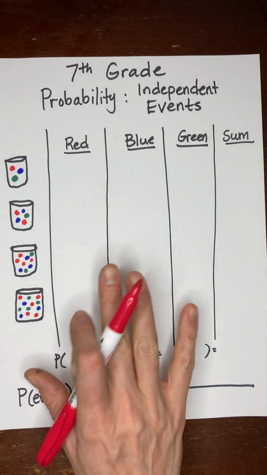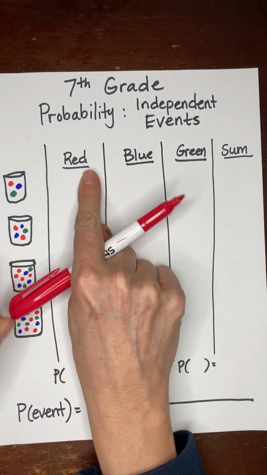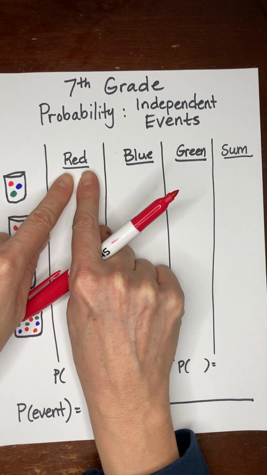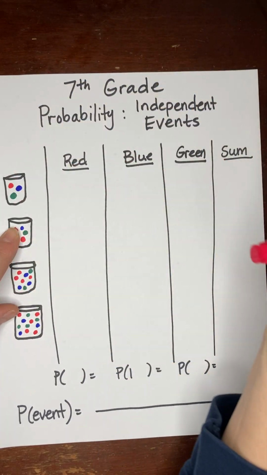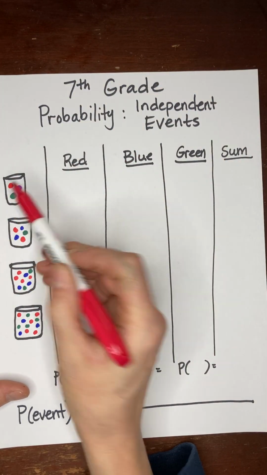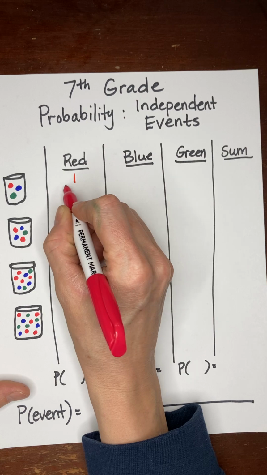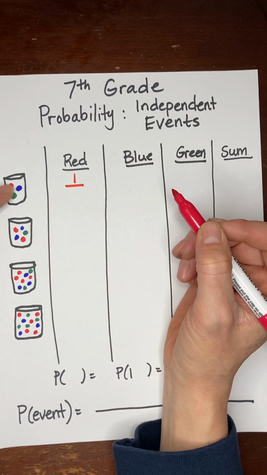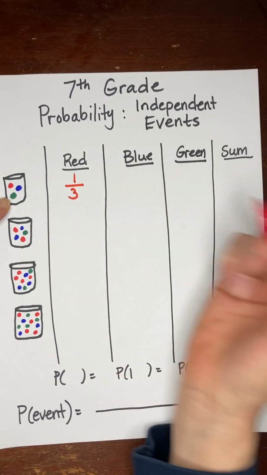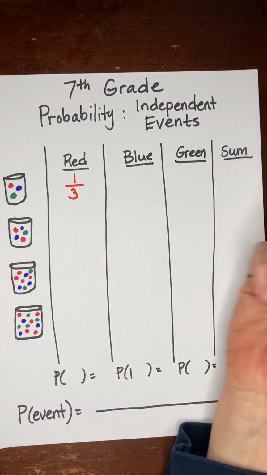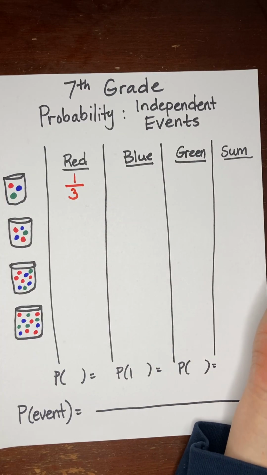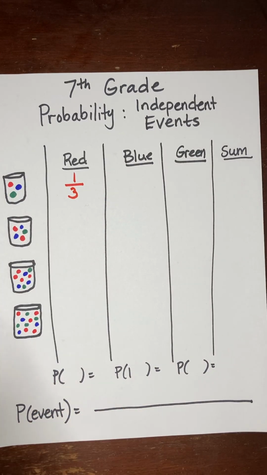Okay, so let's take the first one. What is the probability that we're going to get a red marble? If we reach our hand in and grab any marble at random, well, I've only got one out of, well, how many marbles do I have? 1, 2, 3. So I have a 1 in 3 chance of grabbing a red marble if I put my hand in.